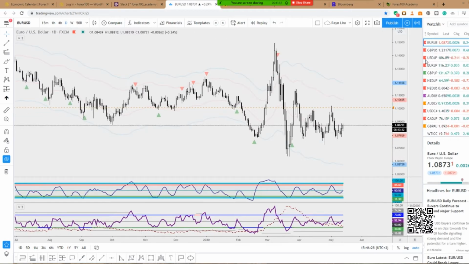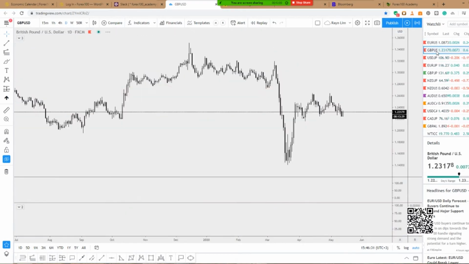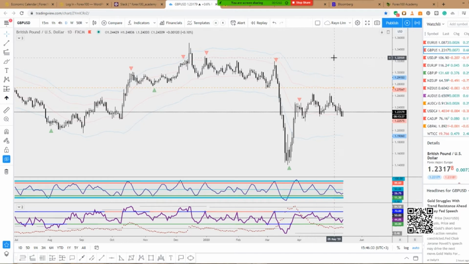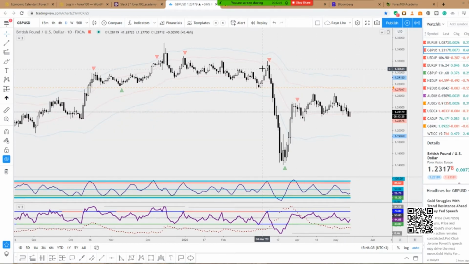Hi Sam. All right, so on the next pair, Pound Dollar is a very interesting pair. It is running on a bearish trend, the market retraced but has not reached the previous high, and it started to go into a consolidation right now.